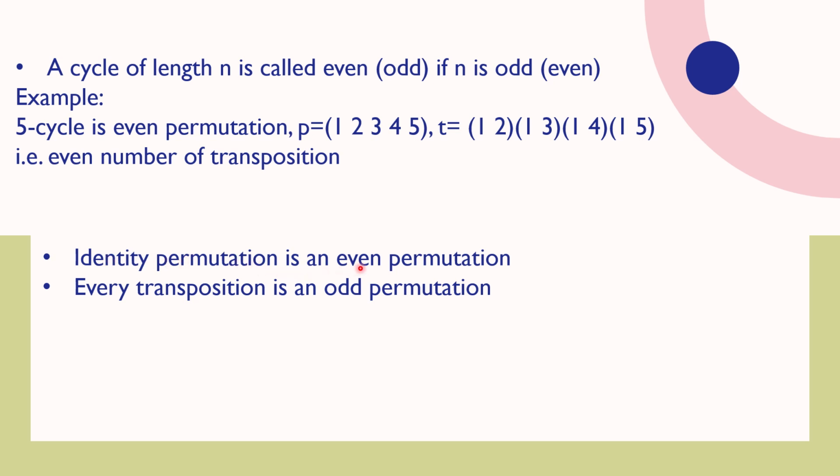Identity permutation is an even permutation by default. Because identity is just one element, right? Identity does not have any other element, and that means the cycle is odd, and for an odd cycle it's an even permutation. This is what the statement just said. For an even cycle it's an odd permutation, and for an odd cycle it's an even permutation. Every transposition is an odd permutation. What does this mean? What is the length of a transposition? The length of a transposition by definition is 2, right? So if the length is 2, which is even, the permutation is automatically odd. That is what that means.